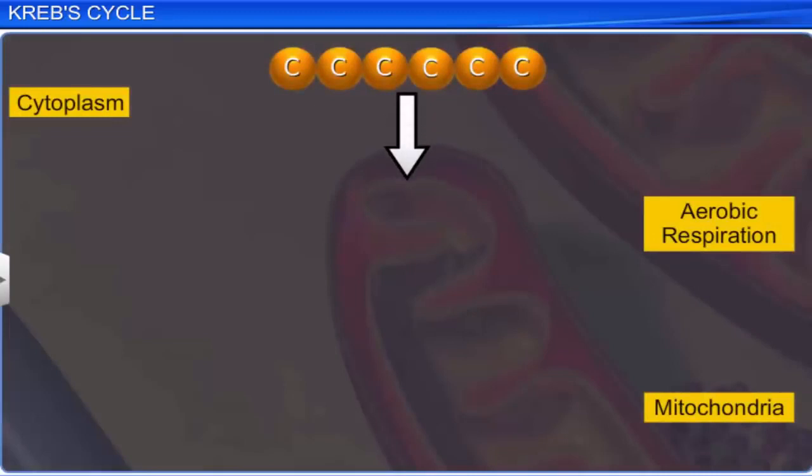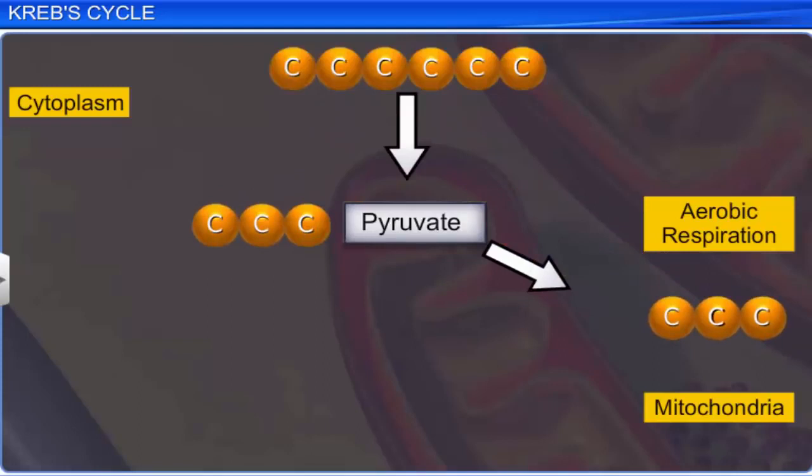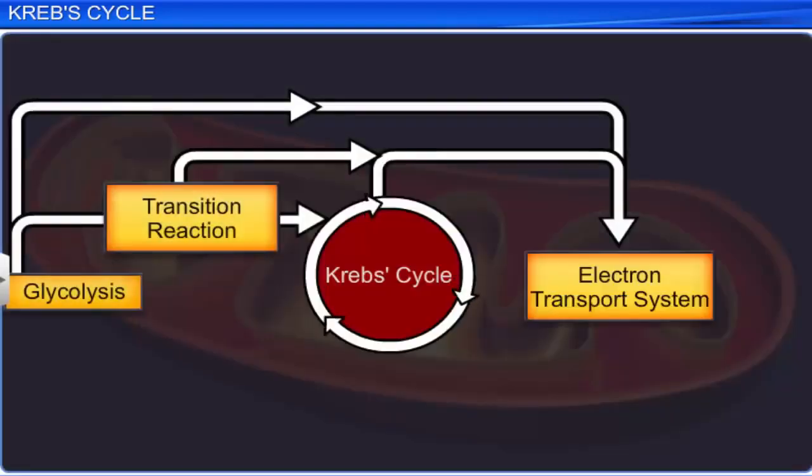Aerobic respiration involves the transport of pyruvate from cytoplasm into the mitochondria for complete oxidation in Krebs cycle. It also involves the transfer of hydrogen ions and electrons from the coenzymes NADH plus H plus and FADH2 to oxygen in the electron transport system, or ETS, for ATP synthesis.